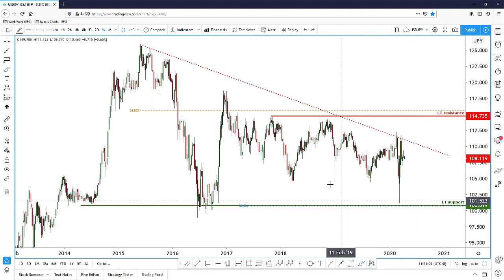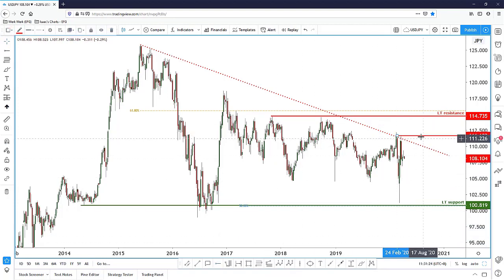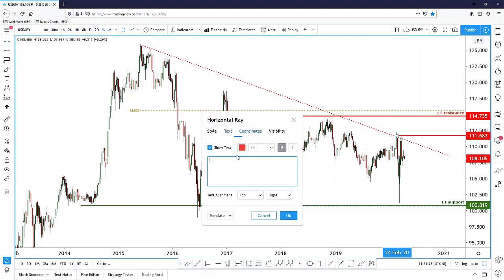So the bias that we have on the weekly is actually, because price already tested this descending trend line recently, for price to make a push down once more to the long-term support. But what we want to do here on the weekly is to find weekly support and weekly resistance. Now, offhand, resistance is easy to spot. We can just put a resistance level here. Right, this can be our weekly resistance.